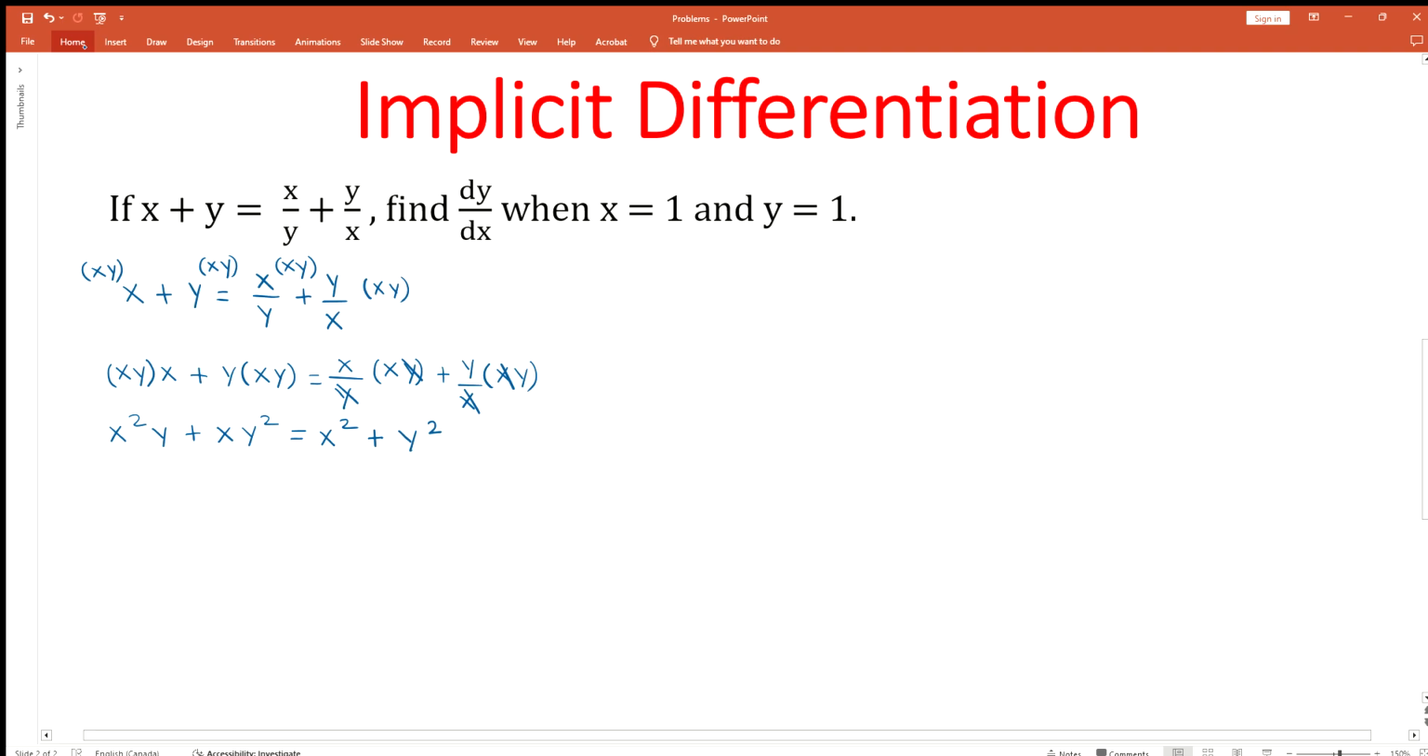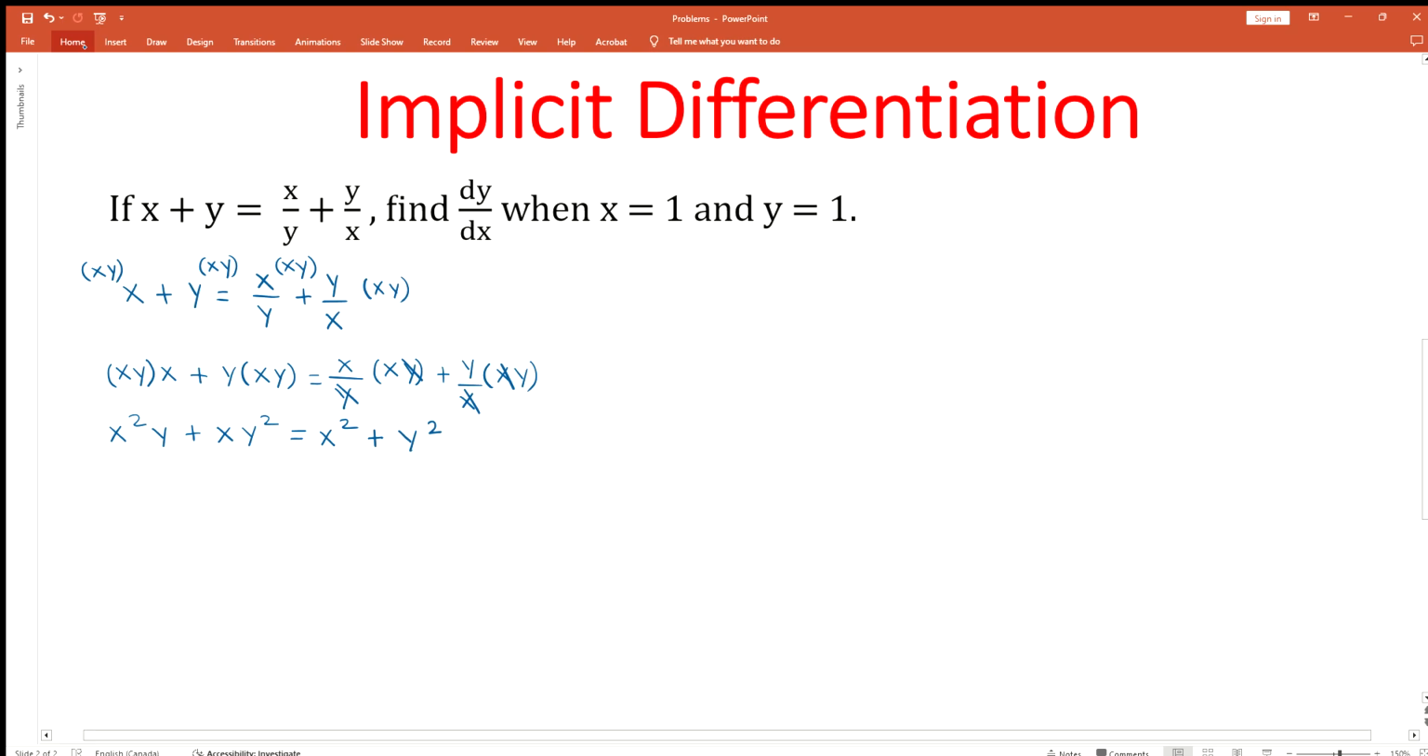Now we can find dy over dx. We have to find the derivative of all terms in this equation with respect to x. Let's start with the first term, x squared y. This term is made up of two functions, x squared and y, and they are being multiplied, so we have to use product rule to find the derivative.